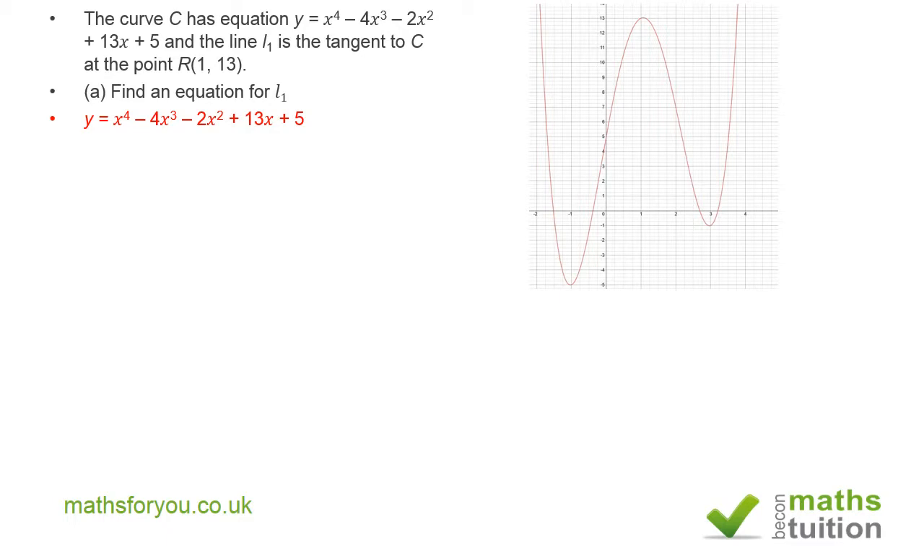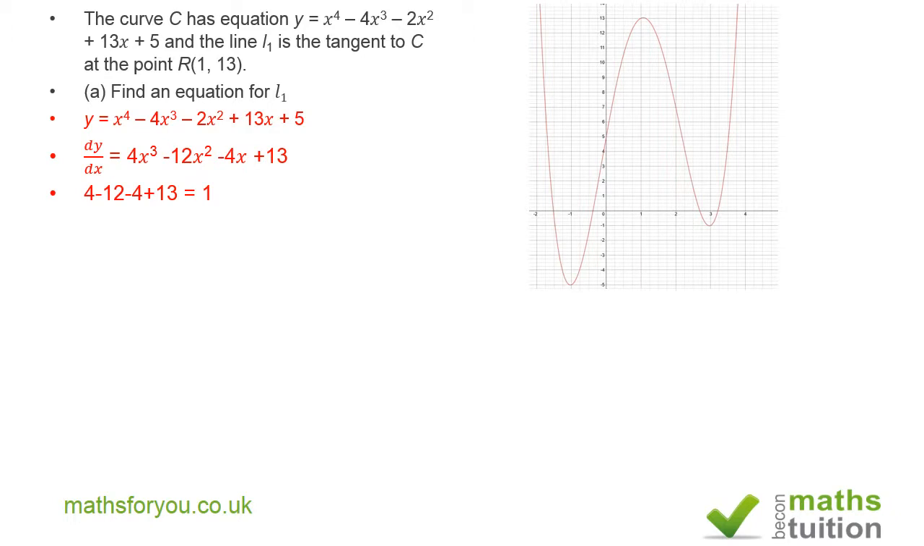So if we do dy dx, we end up with 4x cubed minus 12x squared minus 4x plus 13. And because this tangent touches a point R, and R has the coordinates (1, 13), if we substitute 1 into dy dx to help us find the gradient of L1, we end up with the gradient being 1. Because we get 4 minus 12 minus 4 plus 13, which gives us 1. So the gradient of L1 is 1.